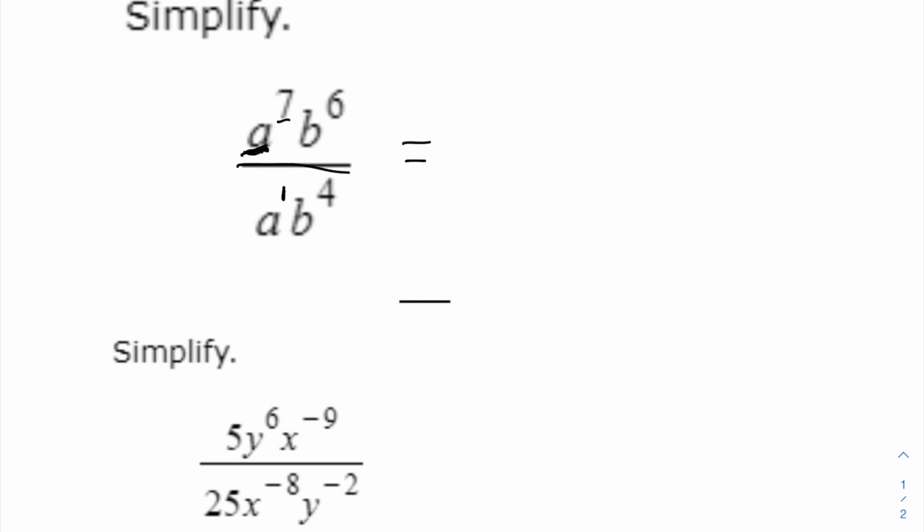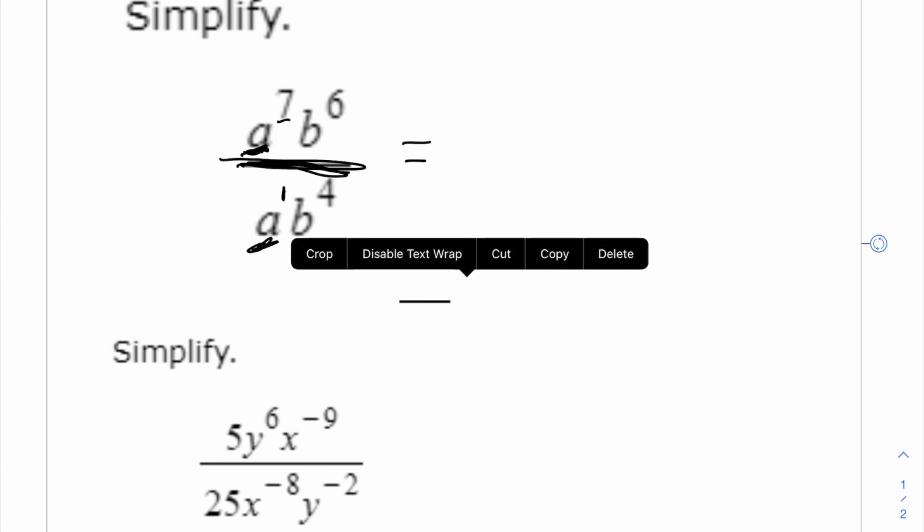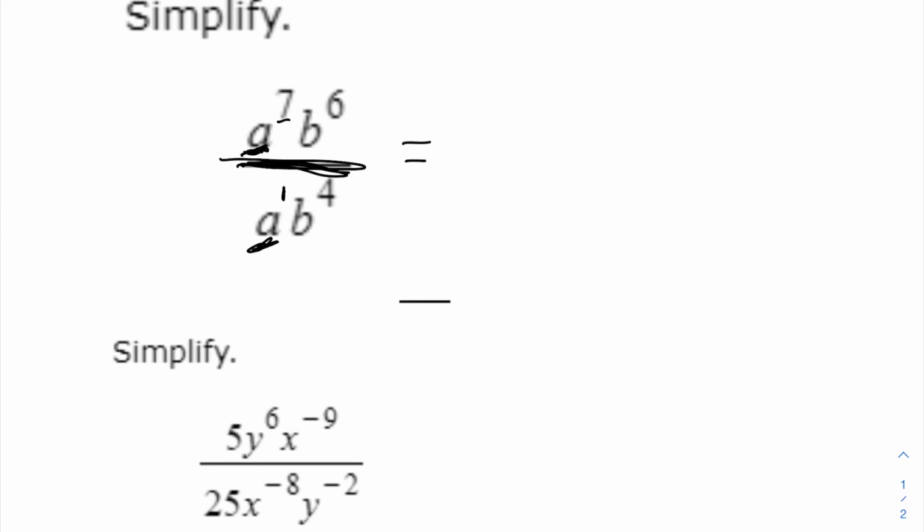If we have common bases, and we're dividing, what do we do with our exponents? That's just a rule that you got to remember. We have to subtract them. So 7 minus 1 is 6. So this will be a to the 6th. And again, I'll erase this so we can see it a little better. But I just took 7 minus the 1 that's really there. 7 minus 1 is 6.